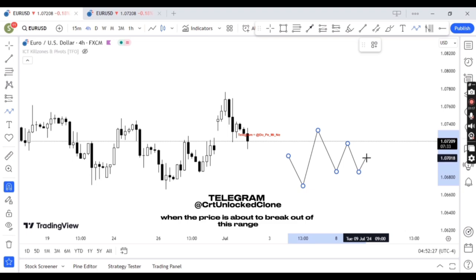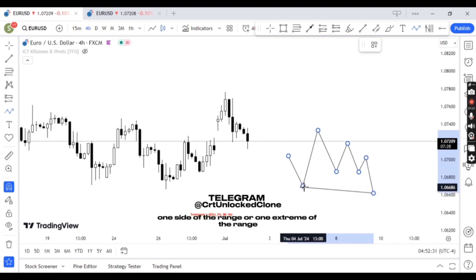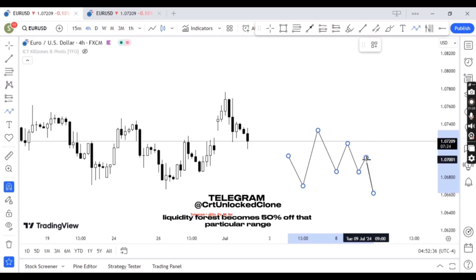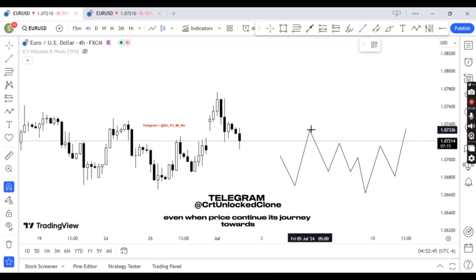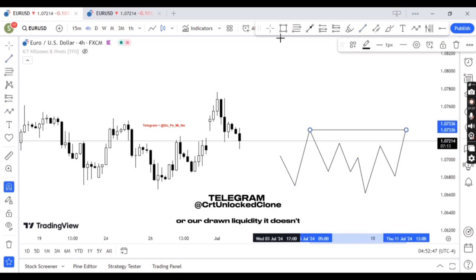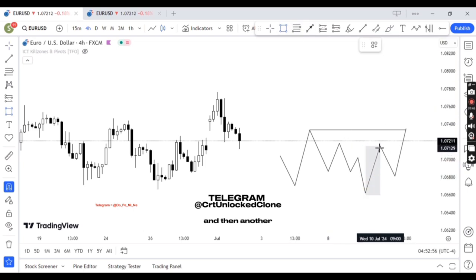And then when price is about to break out of this range, price first takes out one side of the range or one extreme of the range, and then the drawn liquidity for us becomes 50% of that particular range and then the opposing end of that range, right? Now what you need to remember is that even when price continues its journey towards the opposing end of the range, or our drawn liquidity, it doesn't move in a straight line, right? It always moves in expansions and then retracements and then another expansions towards those drawn liquidities.